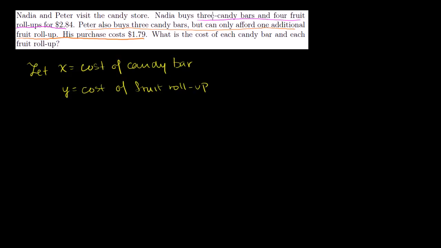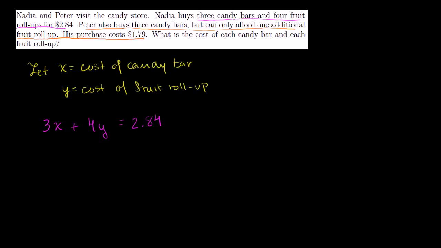Nadia buys 3 candy bars. So the cost of 3 candy bars is going to be 3x, 3 times the cost of a candy bar, and 4 fruit roll-ups, plus 4 times y, the cost of a fruit roll-up. This is how much Nadia spends: 3 candy bars, 4 fruit roll-ups, and it's going to cost $2.84. That's what this first statement tells us. It translates into that equation.